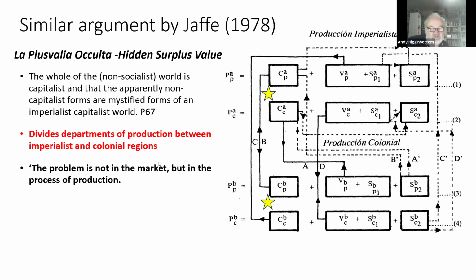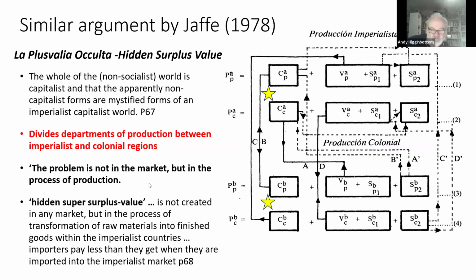So we've got a different way in which departments of production work, right? And he's saying this is to do with the actual structure of production. And you can't see it probably, but I'll just highlight it. He's saying that there are hidden flows of surplus value from the colonized part of the world to the colonizing or the imperialist part of the world. And that's his argument. This diagram is pretty detailed.